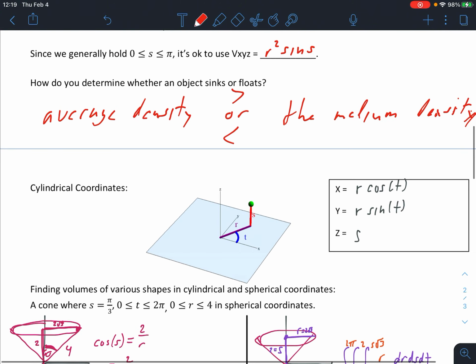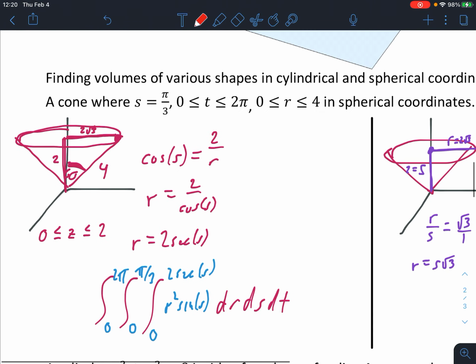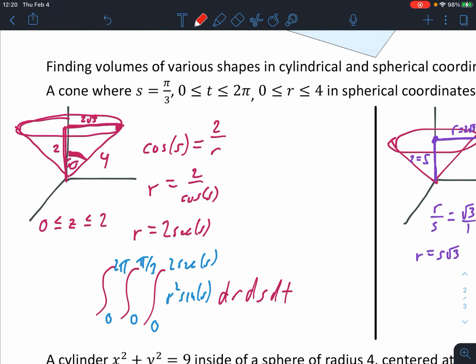So here is a look at finding volumes of various shapes in cylindrical and spherical coordinates. Let's talk about a cone where s is held at pi over 3. We'll let t vary from 0 to 2 pi and r vary from 0 to 4. First, let's take a look over here at what this picture looks like. S is held steady as we go around the circle.